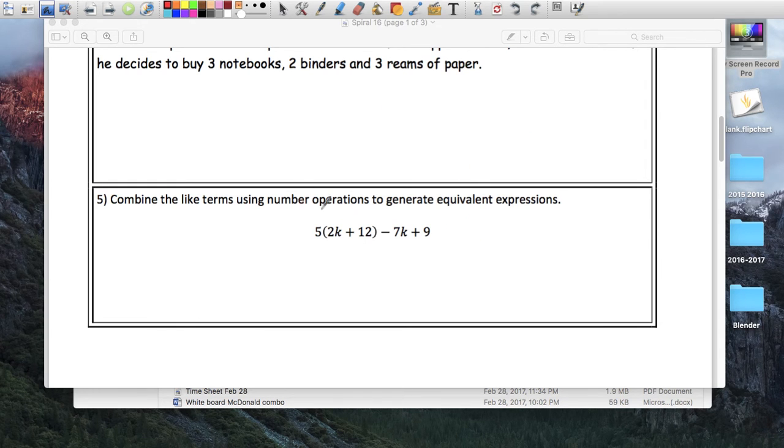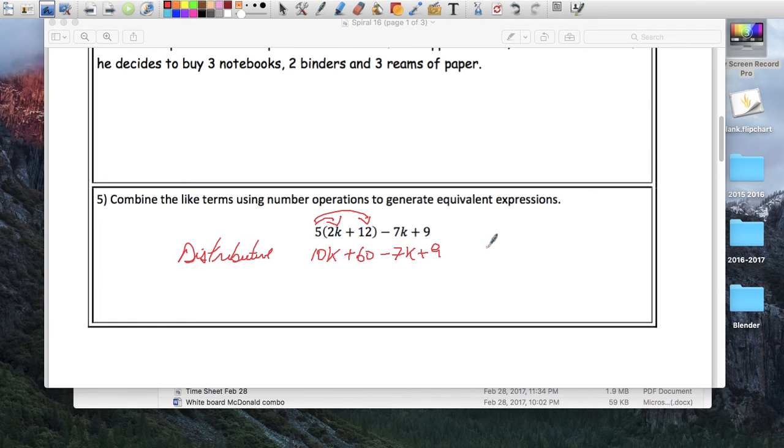Okay, so one thing we can do here is use the distributive property. Okay, and to use the distributive property, we're going to multiply 5 times 2k, and then 5 times 12, and that's going to give us 10k. 5 and 12 is going to give us 60. 5 does not multiply with the 7k or the 9 outside, okay, because 5 only multiplies with the numbers inside this parenthesis, so we're going to just copy that down.